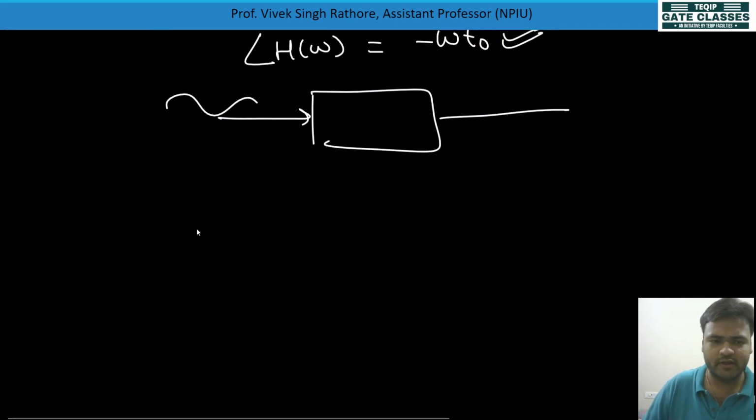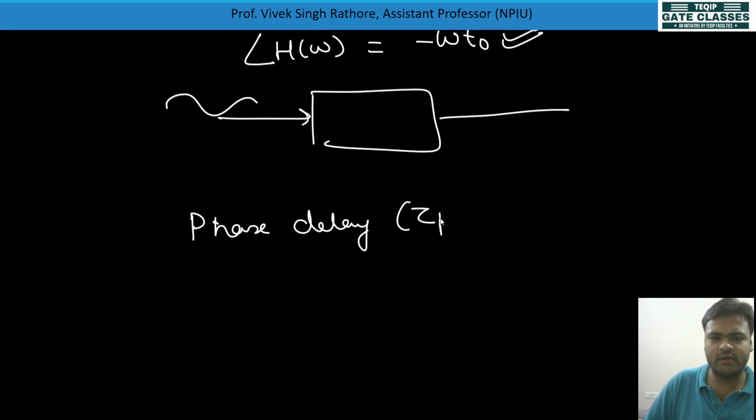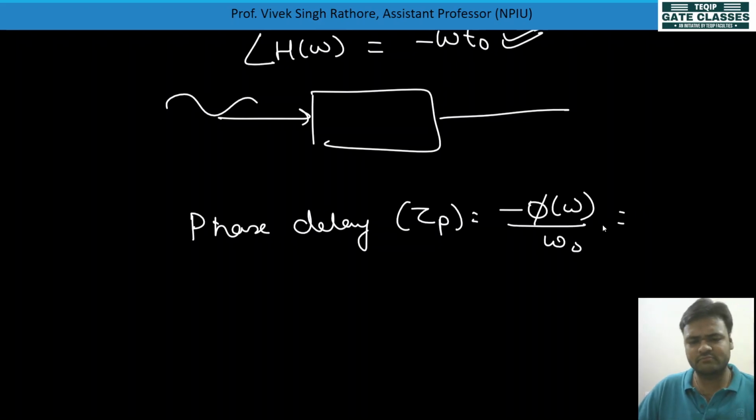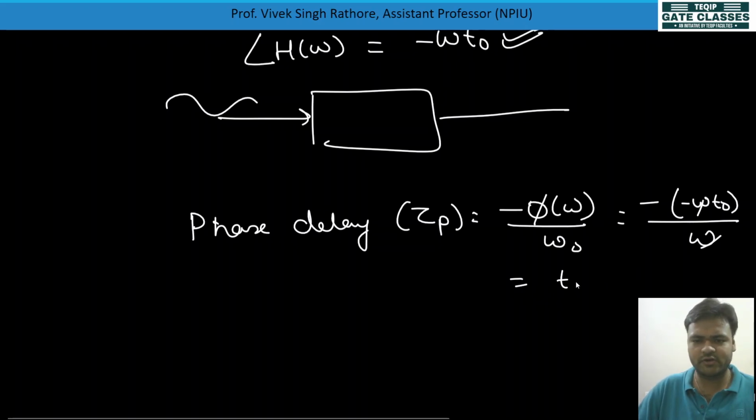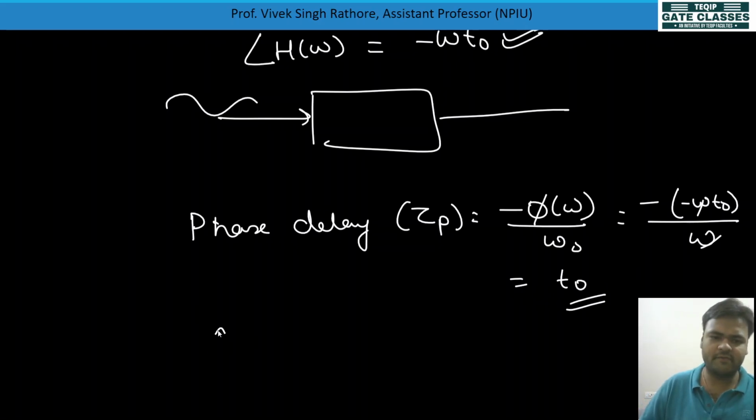So let's do it. Phase delay formula: phase delay tau p is nothing but minus phi of omega by omega. Here the phase is minus omega t naught. So for an input, let's suppose it is omega only, a normal input, the omega cancels, so it is t naught only.